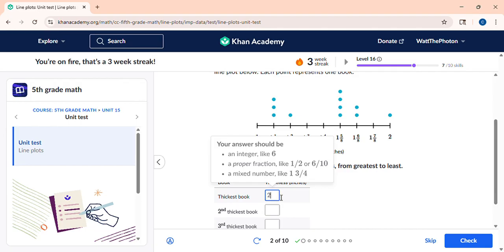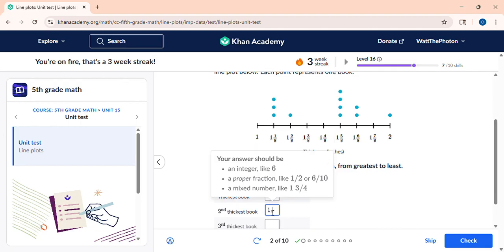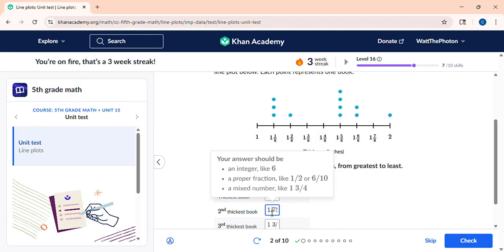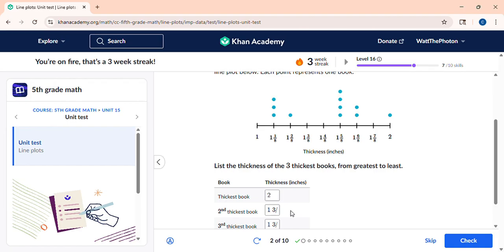2 inches. 1.4 inches, or 1.344 to 1.75, yeah. Oh, it wants it to be a fraction. Yeah, 1.34. The 3 thickest books. So 2, 1 3/8, 1 3/8.